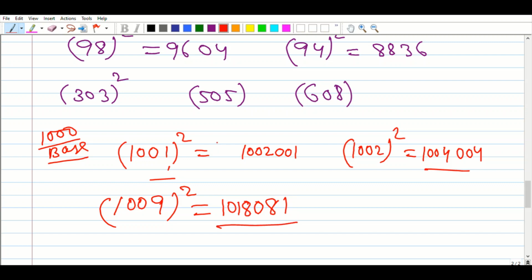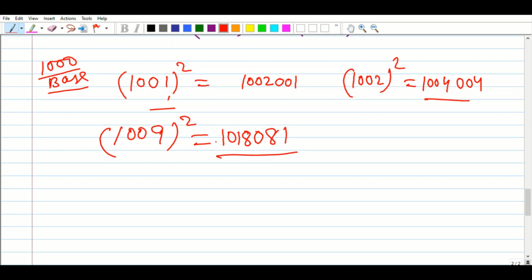For the predecessor of 1000, suppose you are taking 999. So 999 means 998 and 1 square equals 001. 1 is less, no? Okay, understood. For 999 square, the answer is 998,001.